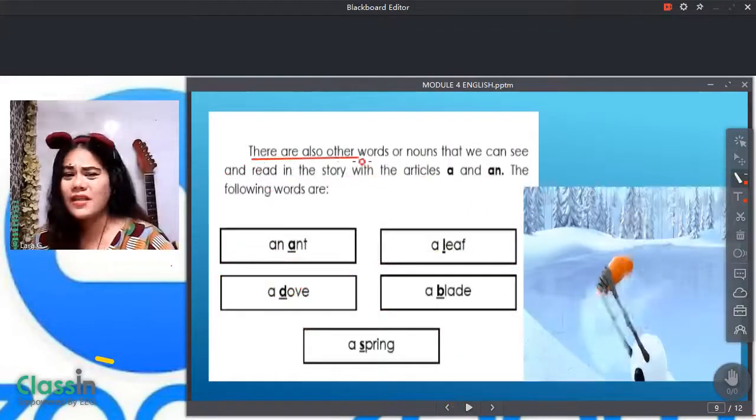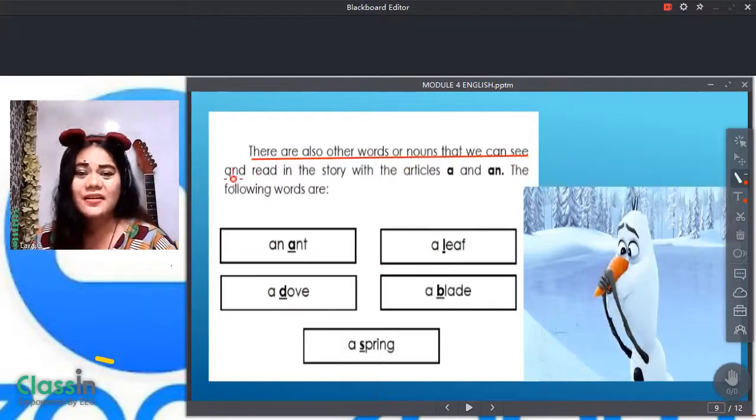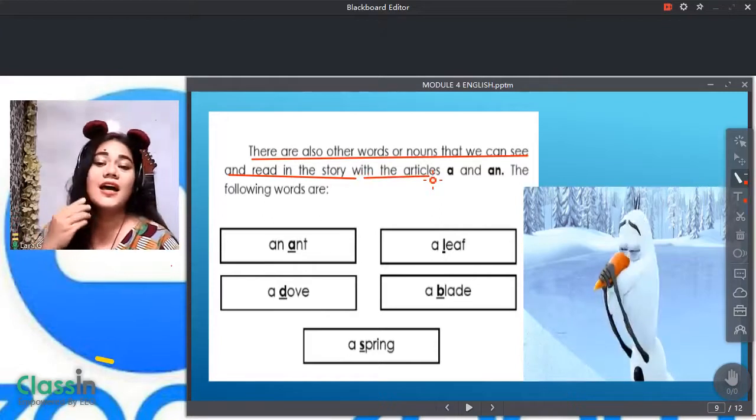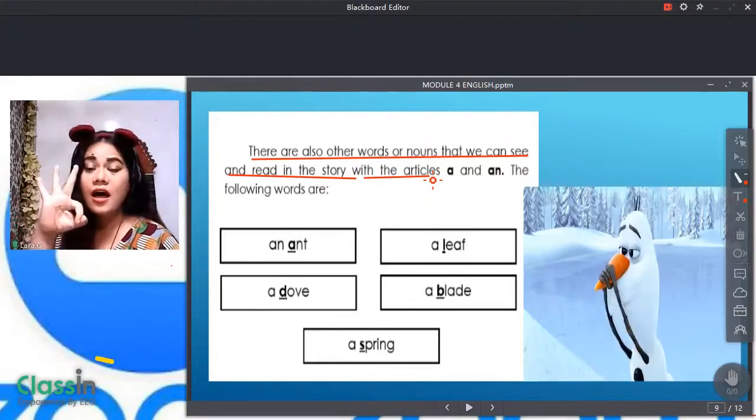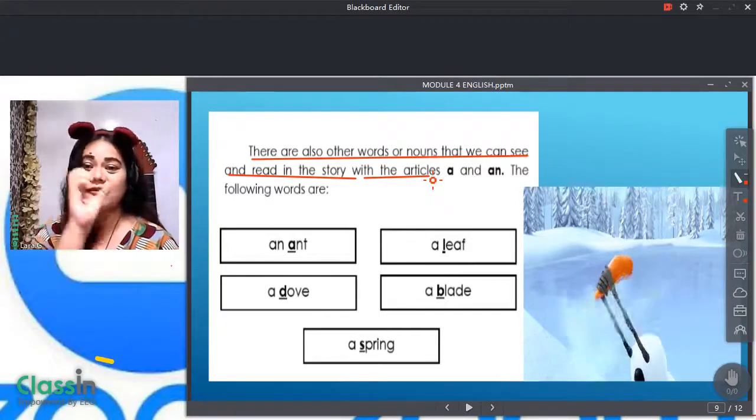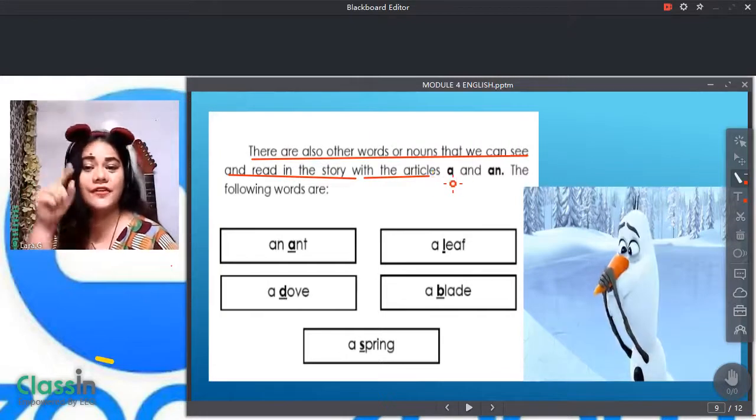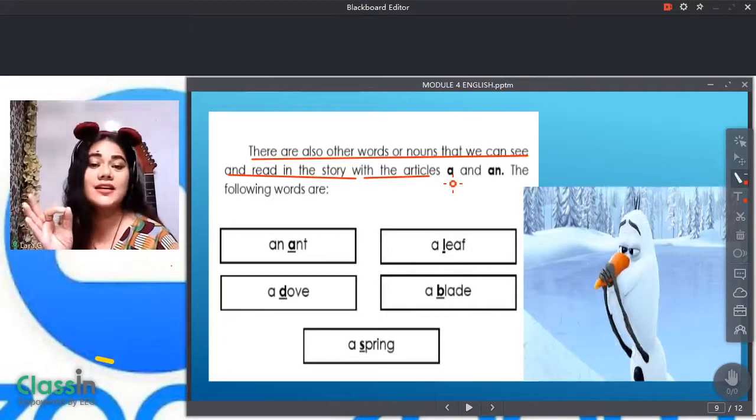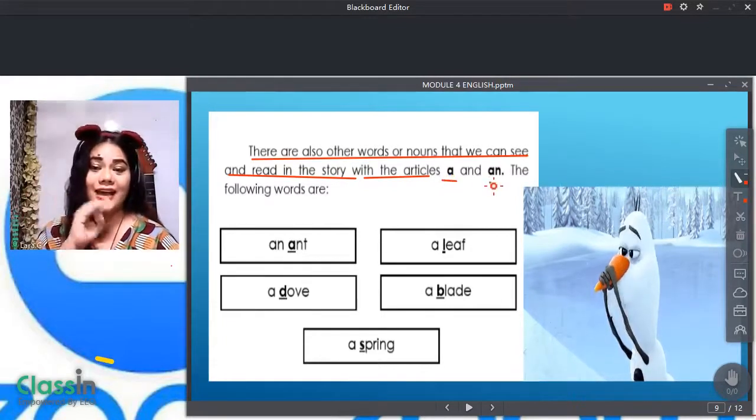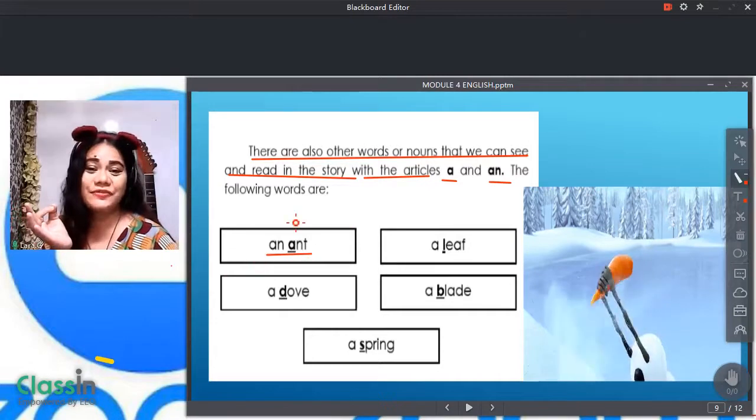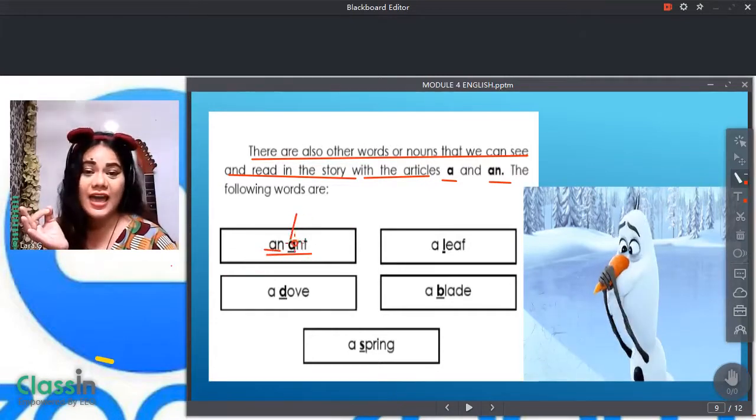There are also other words or nouns that we can see and read in the story with the articles. So articles a and an and the. A, an and the are called articles. We use them before a noun. So for now in this module you are taught how to use the article a and an. In the following words, an ant. Why do we use an? Because ant starts with a vowel sound a.